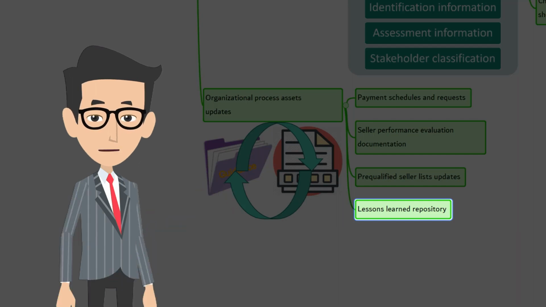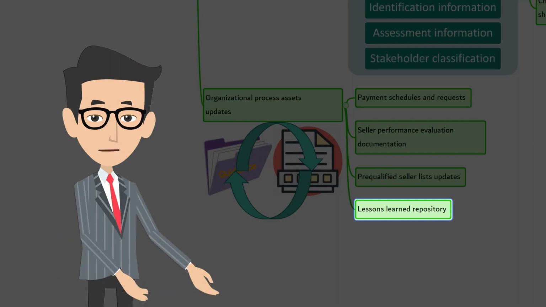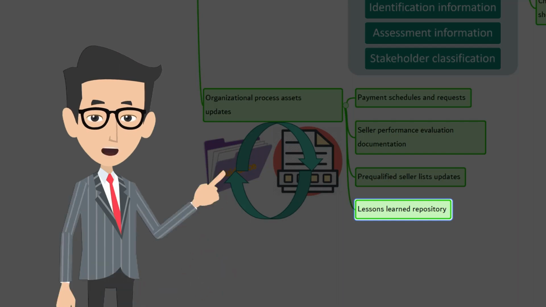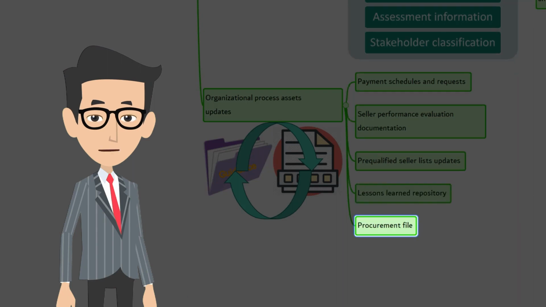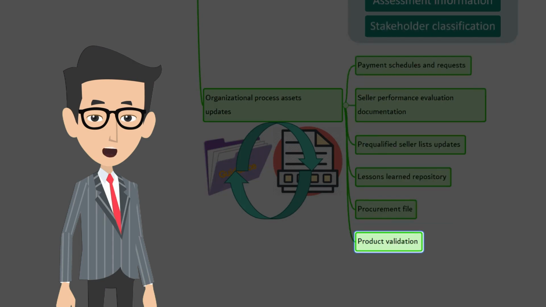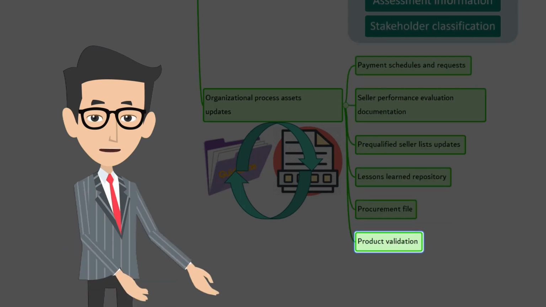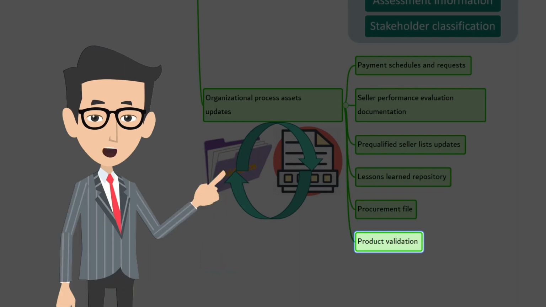At the end of the contract, the actual results of the procurement are compared with the project results in the original procurement management plan. These lessons learned state whether the project objectives were achieved or not. If they were not achieved, then they provide the reason for not achieving. Procurement file. Here, we are talking about the contract documentation, including the closed contract, that is to be included in the final project file. Product validation.